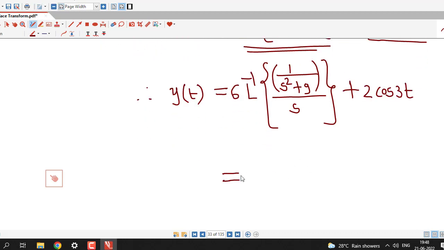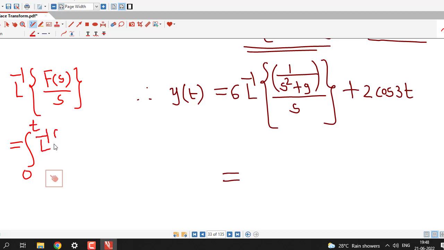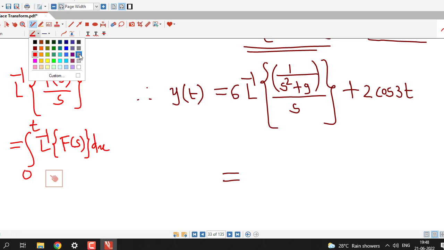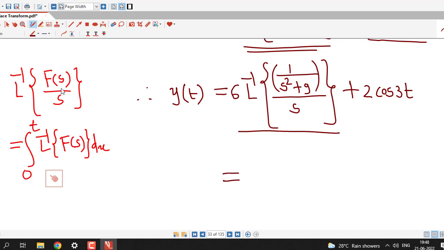Now recall that formula: if our function is in the form L inverse of f of s by s, then this is equal to the integral of the inverse Laplace transform of f of s with respect to u. So here also we have this type of situation, with f of s equal to 1 divided by s square plus 9.